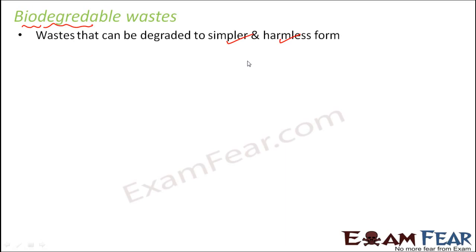So they get degraded, they get broken down, and they get mixed with the soil. So all the important nutrients go into the soil and then they act as fertilizer for the plants. So that is how biodegradable wastes are recycled in the environment. So they do not cause any harm to the environment. Instead, they actually help in increasing the fertility of the soil.